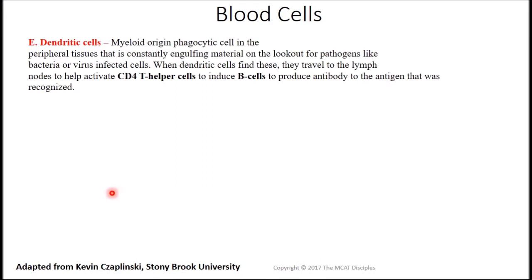You've got the dendritic cells, or the DCs as we call them. They are of myeloid origin, and they're phagocytic cells in the peripheral tissue that are constantly engulfing material, on the lookout for pathogens like bacteria or virus-infected cells. When DCs find these, they travel to the lymph nodes to activate CD4 plus helper T cells to induce B cells to produce antibody to the antigen that was originally recognized. Again, dendritic cells are antigen presenting cells that are keenly involved in activating naive CD4 plus helper T cells.